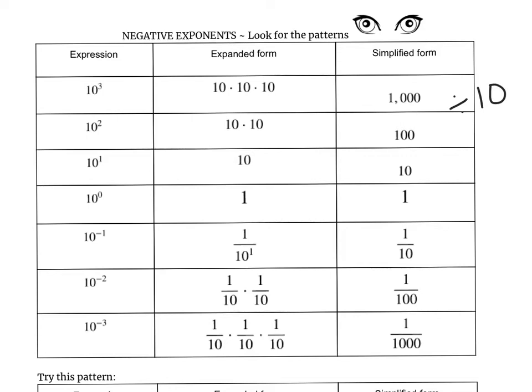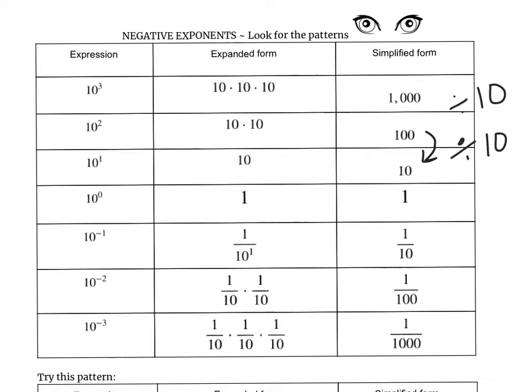If we continue that pattern, 10 to the first power is just 10. So that's just a 1, 0. See, the exponent's 1, we have 1, 0. And if we went from 100 to 10, that's also dividing by 10.